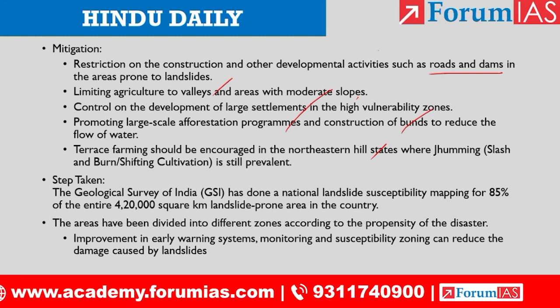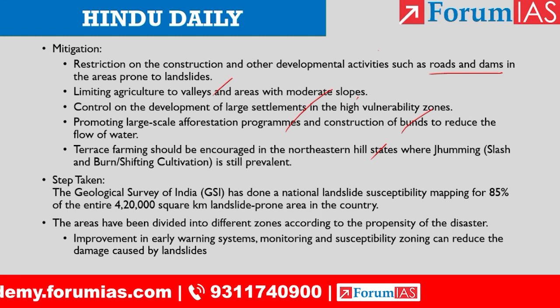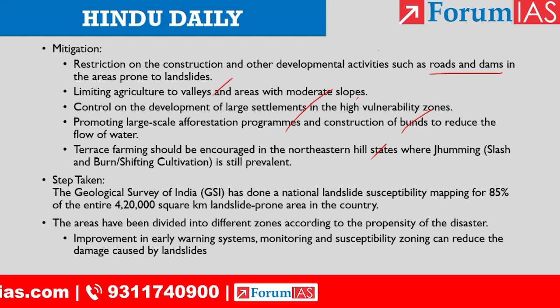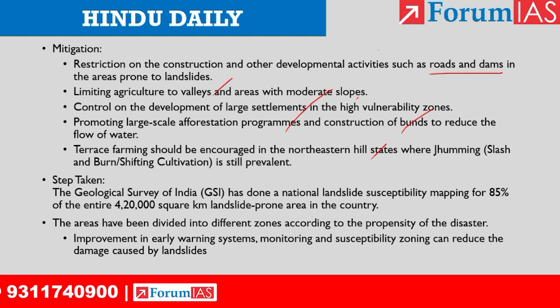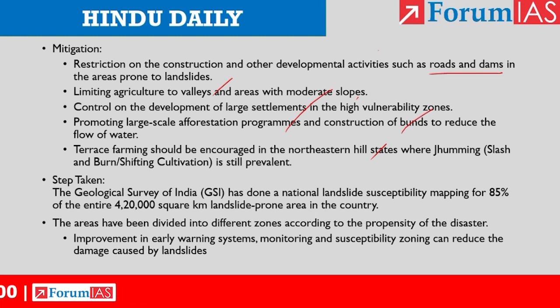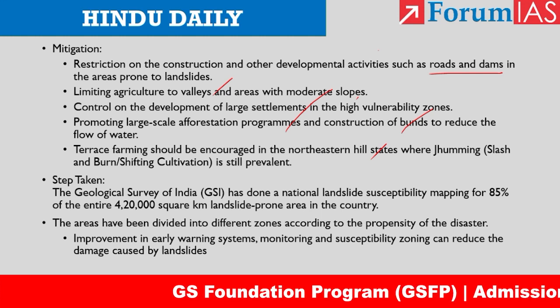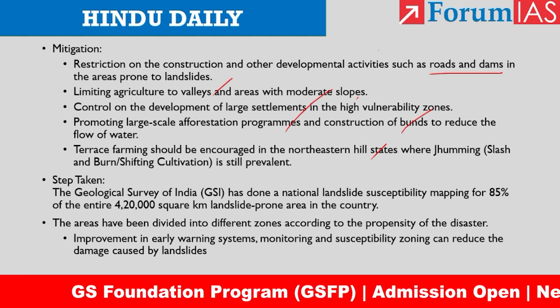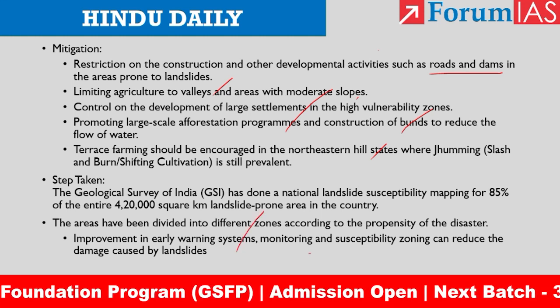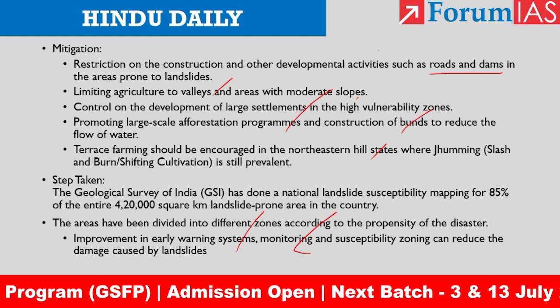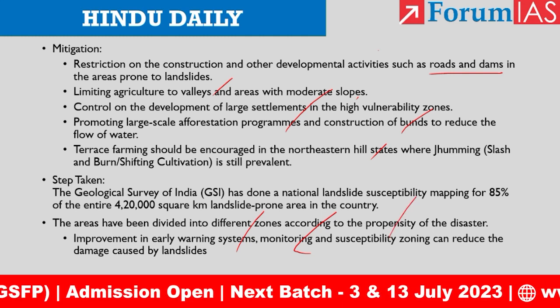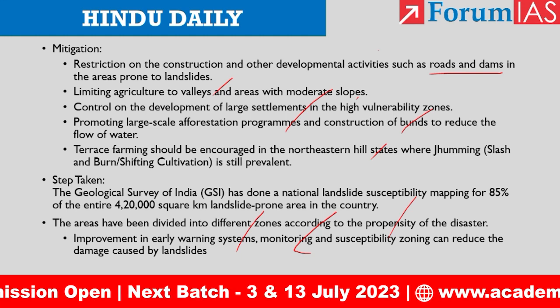So what steps has the government taken? The Geological Survey of India has done a national landslide susceptibility mapping for 85% of the entire 4,22,000 square kilometers landslide prone area in the country. So they have identified zones according to the propensity of the disaster. Next, they are improving early warning systems, monitoring, and susceptibility zoning. So they are coming up with all these things to reduce landslides.